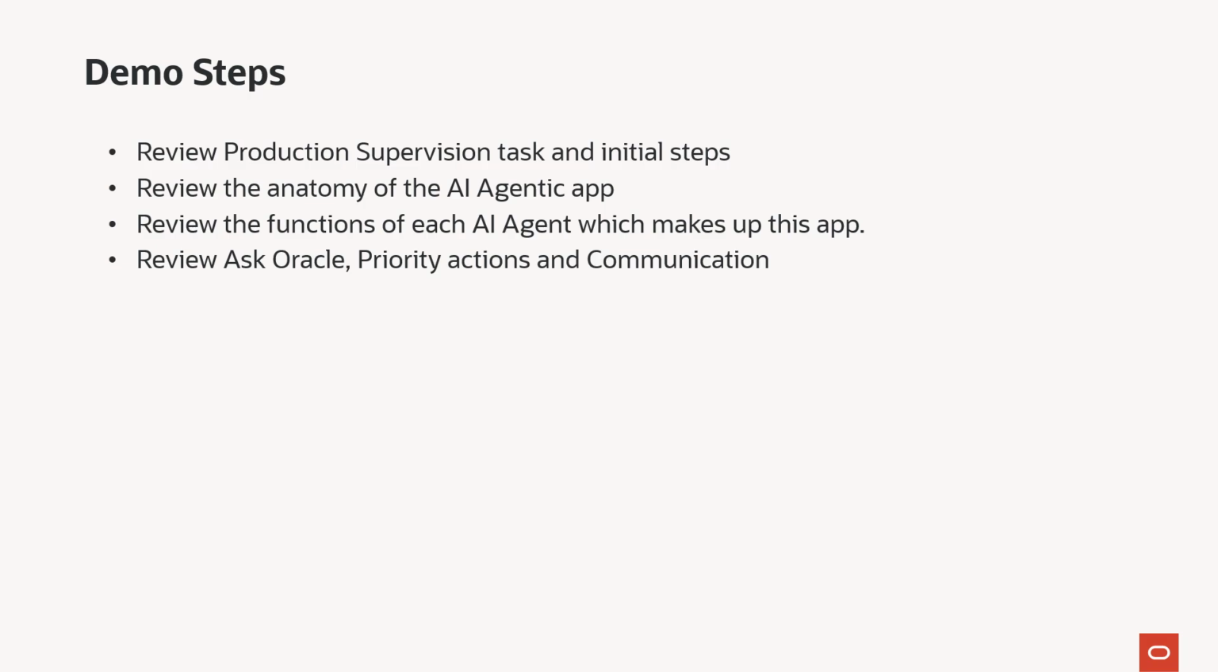Next, we'll review the anatomy of the AI Agentic app so you can understand how the workspace is organized and where key information is presented. We'll then look at the functions of each AI agent that makes up the app, including how each agent monitors a specific operational area, surfaces insights, and provides recommendations. Finally, we'll review the supporting capabilities in the workspace, including Ask Oracle, priority actions, and communications.